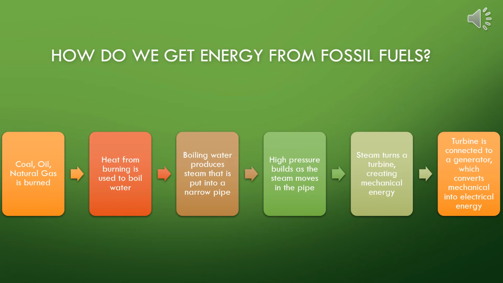That pipe moves the steam where it releases it onto a turbine. The turbine spins, creating mechanical energy. The turbine is connected to what's called a generator, and the generator takes that mechanical energy and converts it into electrical energy. That electrical energy is then put on the grid and is made available for us to use.